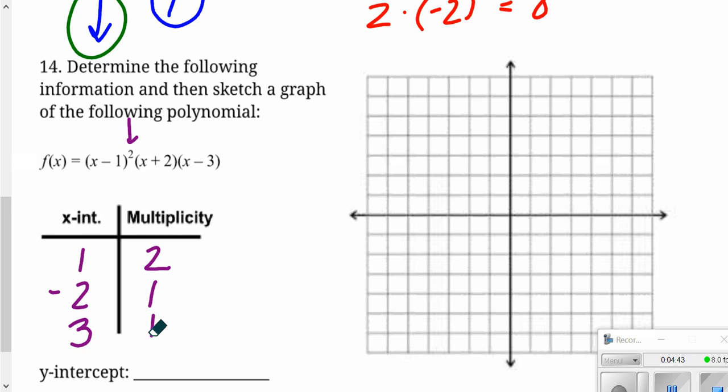So I can plot this out. I have an x-intercept at 1. That's going to be a bounce. I have an x-intercept at -2.